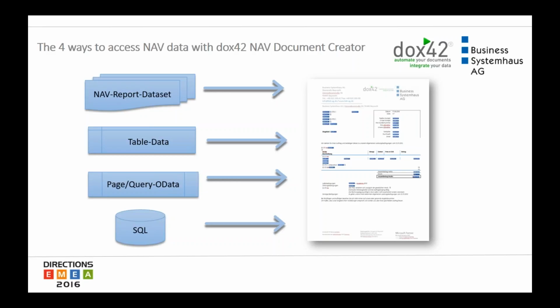Also comes along with the dox42 NAV Document Creator from NAV 2015 only, of course. But here you have the whole business logic that was programmed in the Report-Dataset at your fingertips to integrate in your document. And this is, in most cases, a very good starting point. So you can create your layout around the report logic and then enrich it with additional data from table data, from SharePoint, or whatever you need.